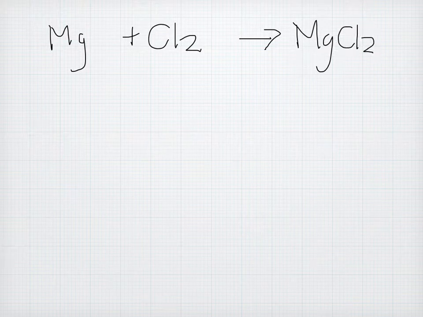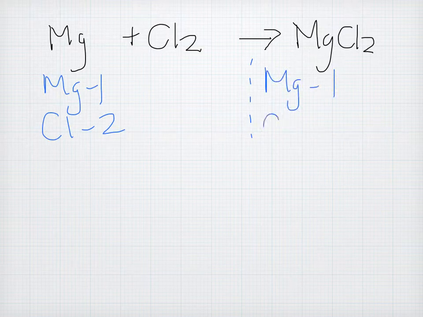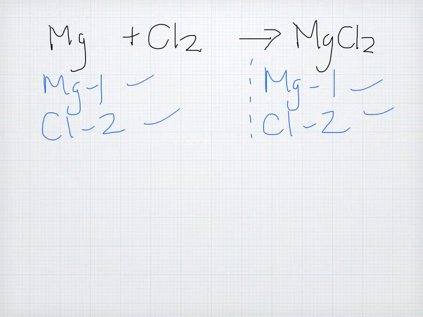So here we have Mg plus Cl2 gives us MgCl2. So let's count what we have. Mg I've got 1, Cl I've got 2, Mg I've got 1, Cl I've got 2. Oh look, this one's balanced. I don't have to do anything. So I can just leave it as it is and it's balanced. So let's look at another example.